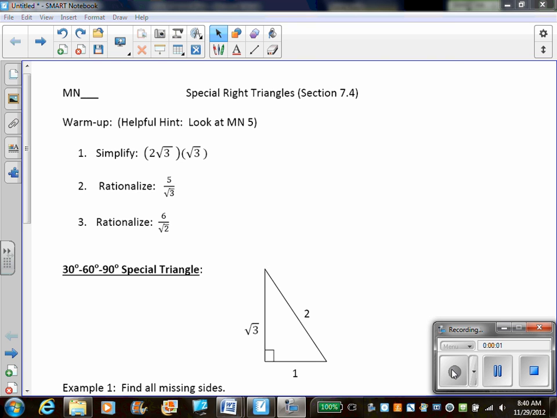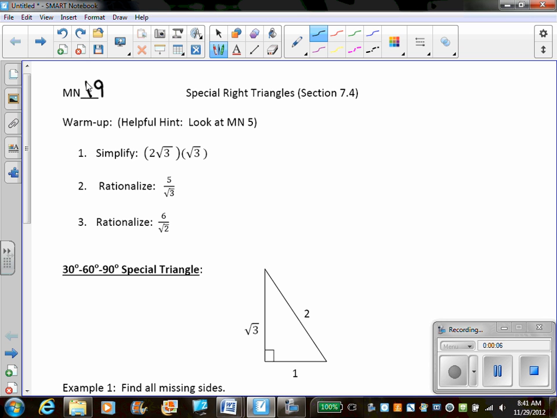Welcome, ladies and gentlemen, to your MN19 notes. This is your note guide on special right triangles, which is associated with section 7.4 in your textbook.